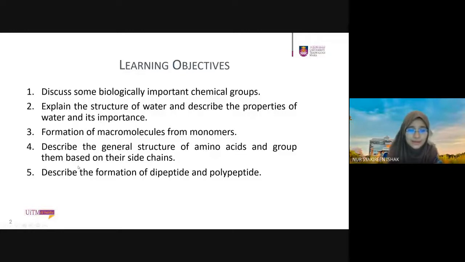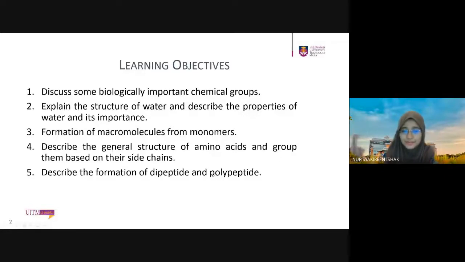And then number 5, describe the formation of dipeptide and polypeptide. This one is still under proteins. When you combine two amino acids, it forms a dipeptide, and when you add some more amino acids, it will form the polypeptide chain. For protein, it has 4 levels of structure: the primary structure, secondary structure, tertiary structure, and also quaternary structure.